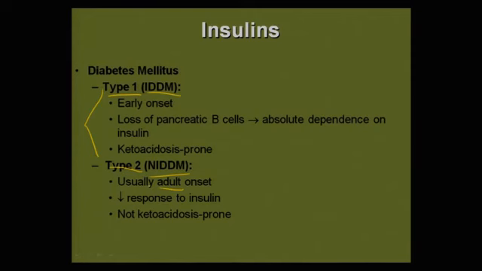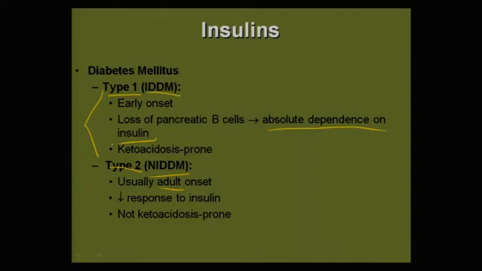Because of the loss of pancreatic beta cells, there is an absolute dependence on insulin for a type 1 diabetic. This is also the diabetic who will basically spend their metabolic picture in the glucagon world, never having insulin, and as such they will often produce ketones beyond their capacity to use them, so that they are prone to ketoacidosis.